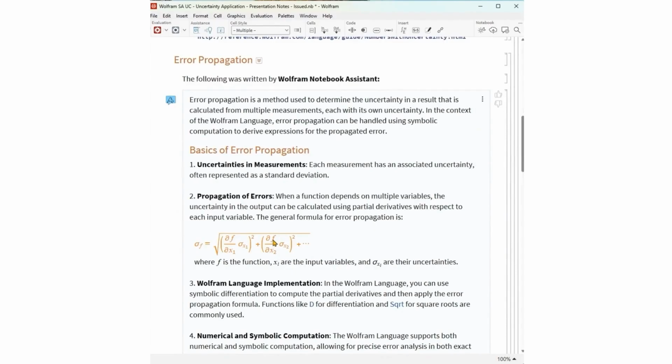Here is a simple description of error propagation as generated by Wolfram Notebook Assistant, showing how error propagation operates and the Wolfram implementation. It is a basic description, however, I'm going to go through some of these details in a moment.